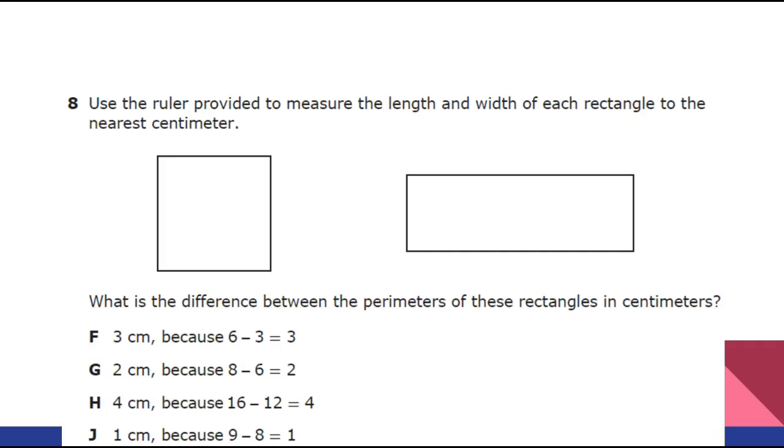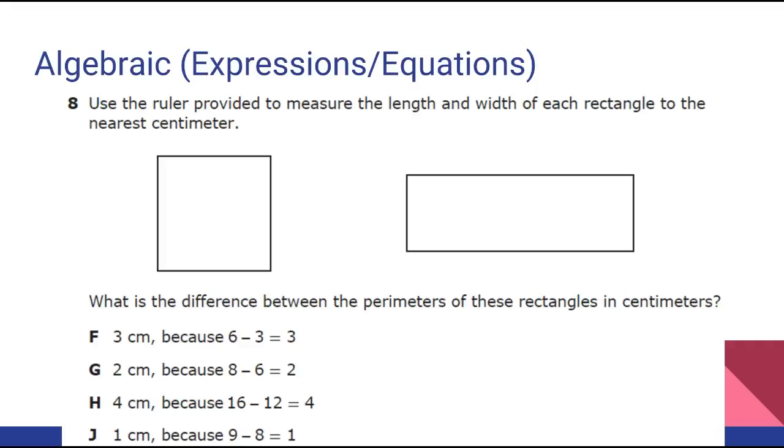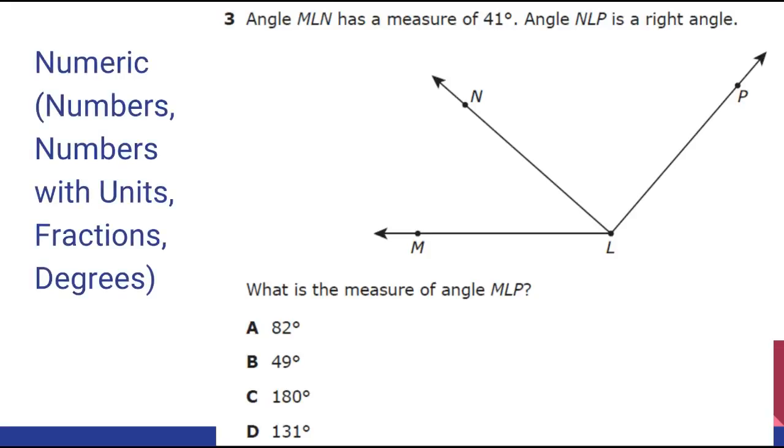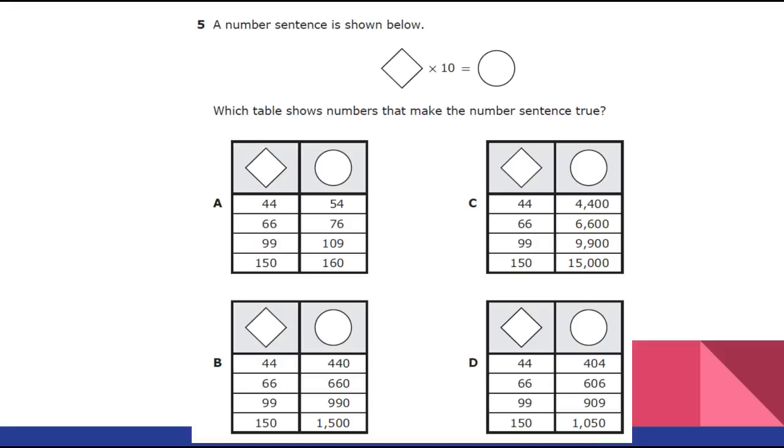So looking at number 8, look at just F, G, H, and J. What type would this be? This would be algebraic. As you can see at the very bottom, we have equations. So therefore, this is in an algebraic format. Look at number 3. This one has numbers with the degree symbol. This is numeric. Look at number 5. This does have numbers in it, but again, these are tables. So this would be a visual.